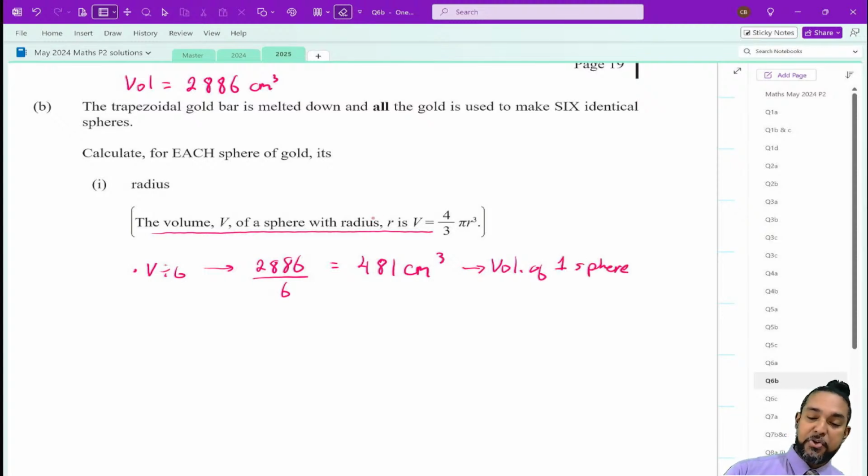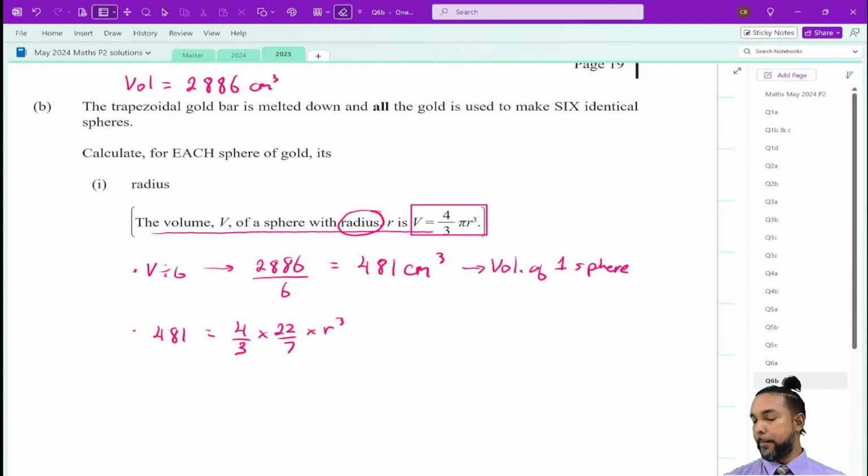What they want us to find is the radius. Now this is the formula for the volume here. So we know what the volume is. The volume is 481 cubic centimeters. And that's equal to 4/3 multiplied by pi. So pi is 22 over 7. And r cubed is the last part of the formula there.